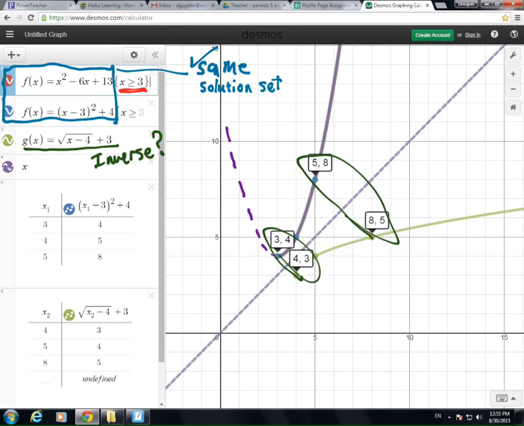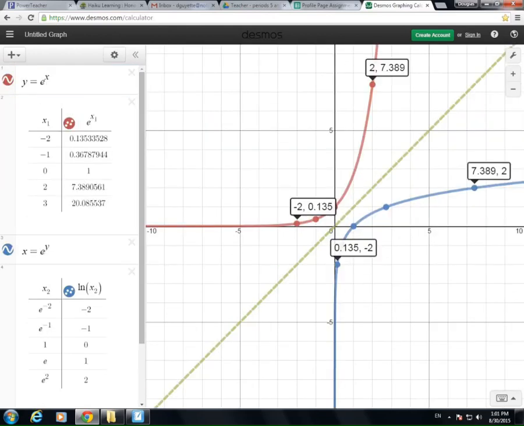So when we do behave that way as a function, and we invert a function, we are going to get a graph that is literally reflected over the line y equals x. All inverses behave that way. So let's look at other inverses. This is one of the most important inverses we're going to get.